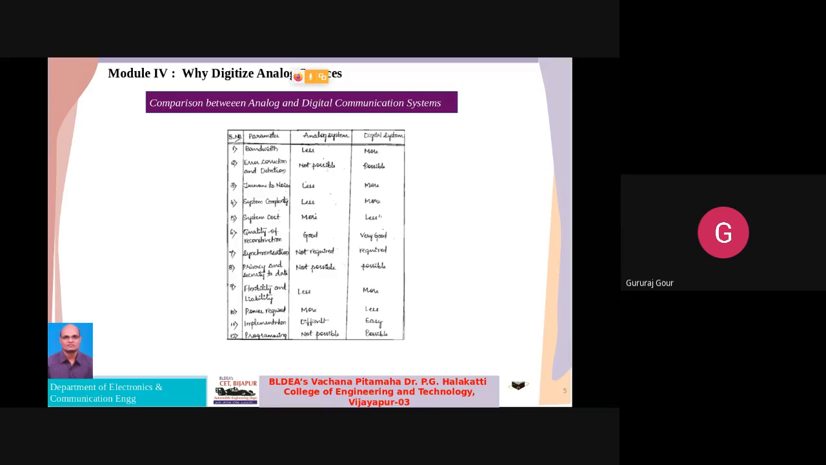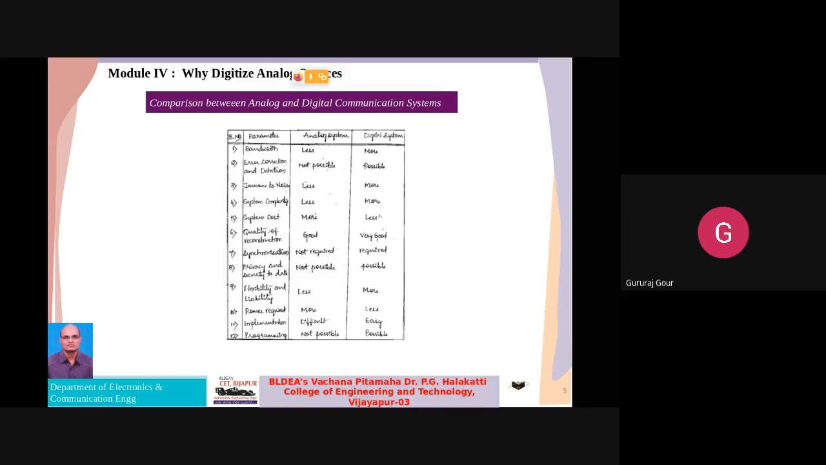Flexibility and reliability are very much well advanced in case of digital system compared to analog system. Power required is very much reduced because once you reduce the bandwidth, you can provide a large bandwidth to transmit as many data as possible. The corresponding hardware design will be very much reduced, and then the power requirement will also be reduced. Implementation will become easier, and programming is possible compared to the analog system.